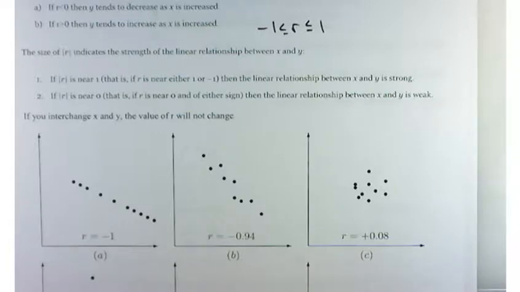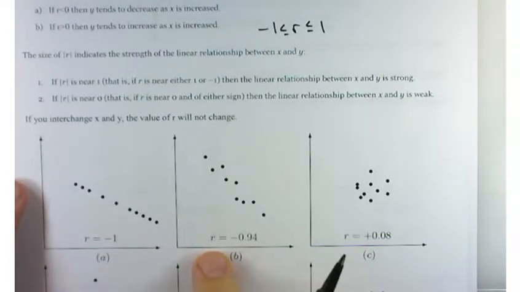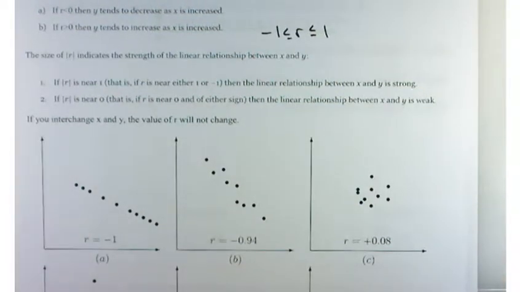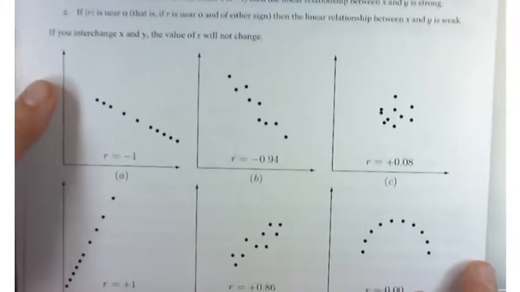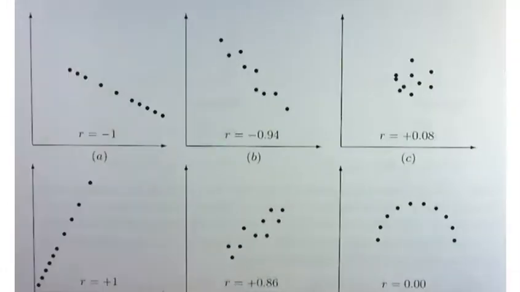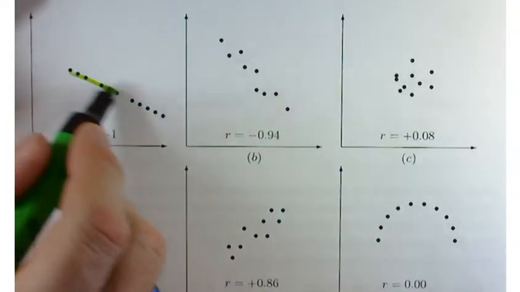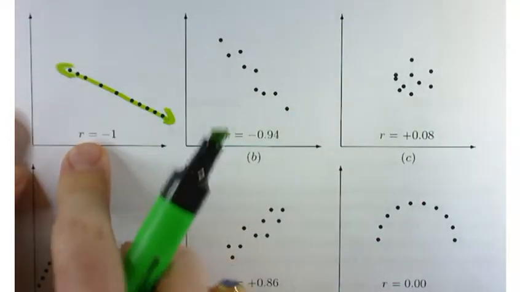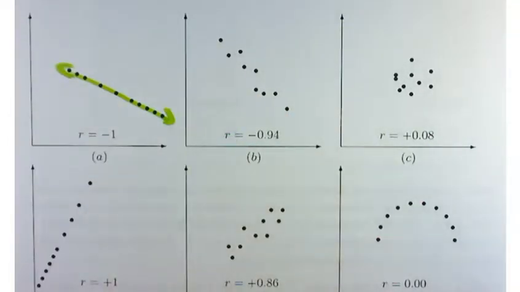Now, if r is greater than 0, then increasing something on the x-axis tends to increase something on the y-axis, and vice versa. If r is less than 0, an increase in x causes a decrease in y. Now, when you have r equal 1, you've got a perfect linear relationship. Same thing with r equal negative 1. It's just that in this case, as one increases, the other one decreases. But it's still a perfect linear relationship.